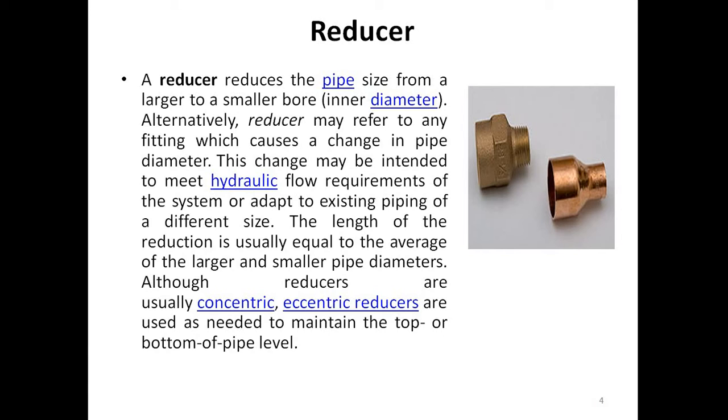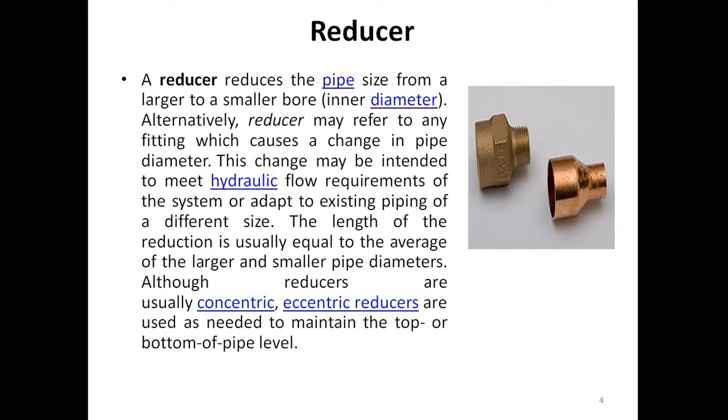This change may be intended to meet hydraulic flow requirement. If smaller flow is required, then we will go with a reducer because we meet the requirement of hydraulic flow of the system, or adapt to existing piping of a different size. We already discussed that. If the incoming pipe is 1 inch and the outgoing pipe is half inch, in that case reducer plays an important role because it connects from 1 inch to the half inch.